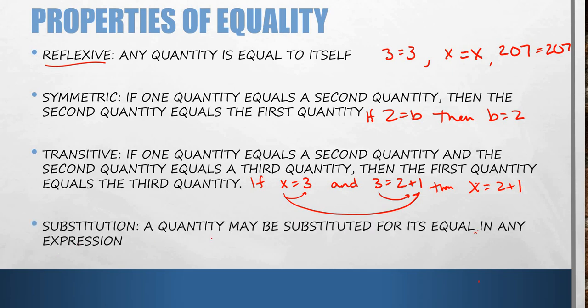And the last one, substitution. A quantity may be substituted for its equal in any expression. So if x equals 3, and we have the expression 4x, then 4x would equal 4 times 3. So substitution, we can substitute in place of x, I can put a 3 because they're equal to each other.